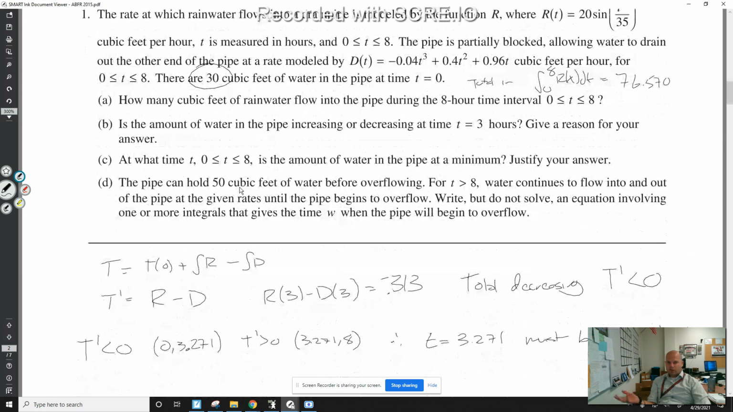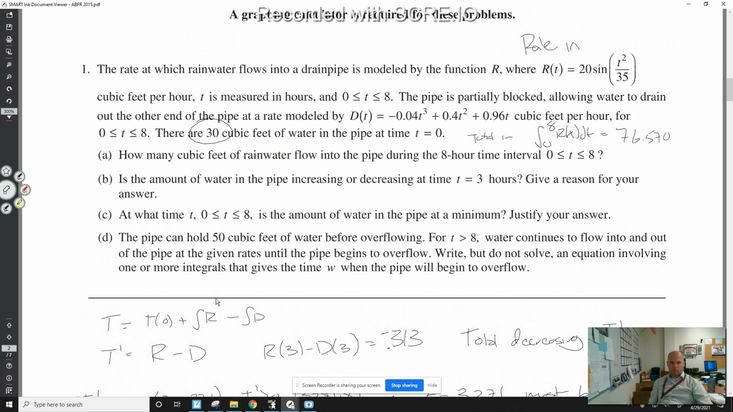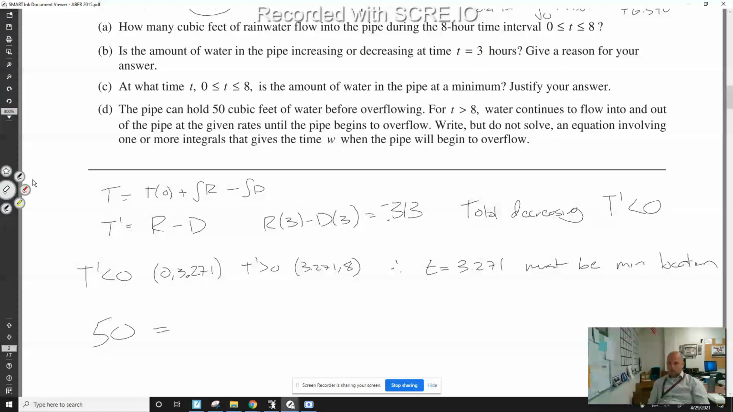And it continues to flow into and out of the pipe at the given rates. So you're just trying to figure out when will the pipe overflow? When will the total amount of water be 50? When is T 50? That's it. And you just have this. T of 0, which is 20? 30?